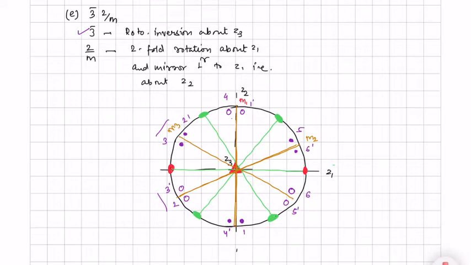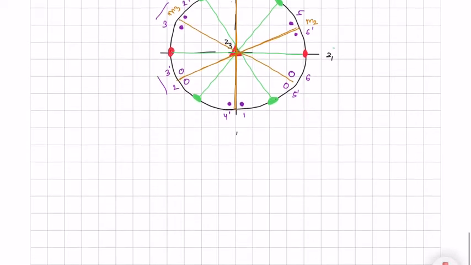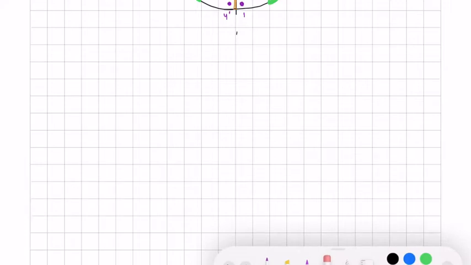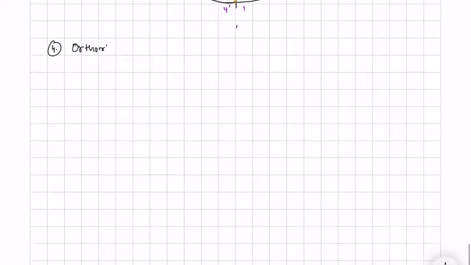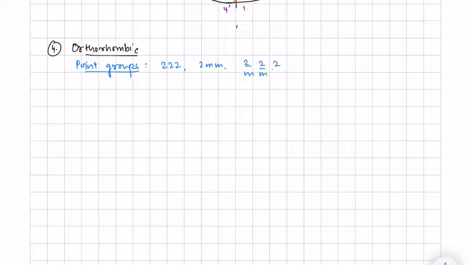Let us go towards the orthorhombic system. So we have the fourth crystal system as orthorhombic. So here let us see what the point groups are. The point groups for orthorhombic are 2 2 2, 2 m m, and 2 by m 2 by m 2 by m, and the different axes of rotation or the symmetry operations are: first is A or the Z1 axis, next is B or the Z2 axis, and third is C or the Z3 axis.